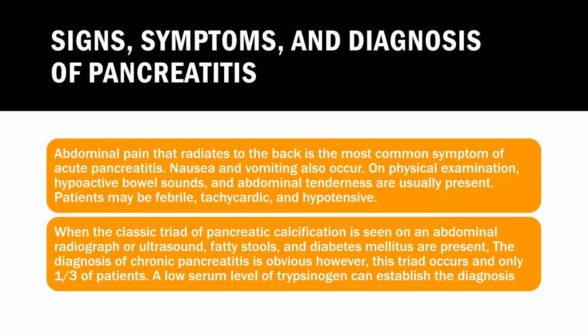When the classic triad of pancreatic calcification is seen on an abdominal radiograph or ultrasound, fatty stools and diabetes mellitus are present. The diagnosis of chronic pancreatitis is obvious. However, this triad occurs only in 1/3 of patients. A low serum level of trypsinogen can establish the diagnosis.